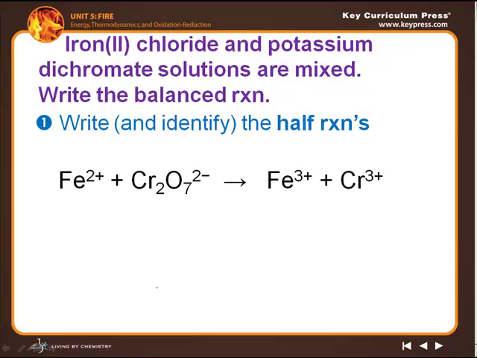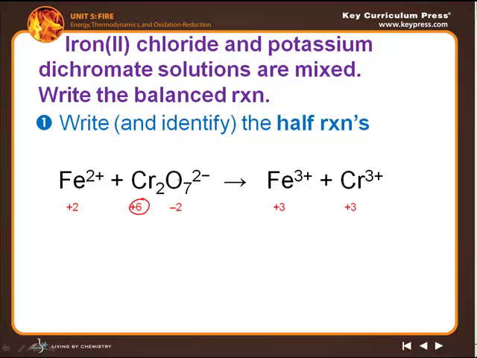So let's look at this. Here's the reaction, not balanced. What we need to do is identify the oxidation numbers of each of the substances. If we look at the iron, it's got a 2+ charge, so it's going to have a +2. Iron on the right side has a 3+ charge, and the chromium on the right side is a +3. Oxygen is -2, but chromium on the left side has a +6.